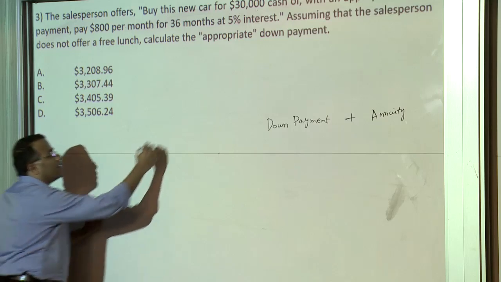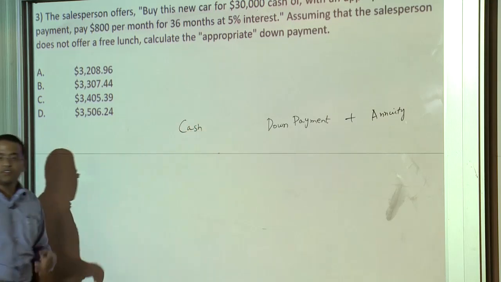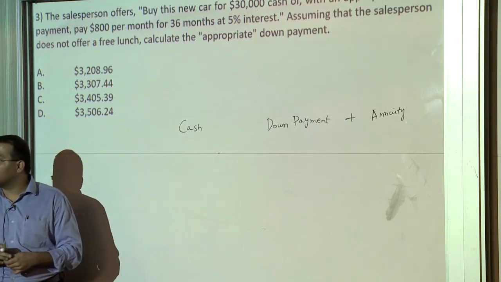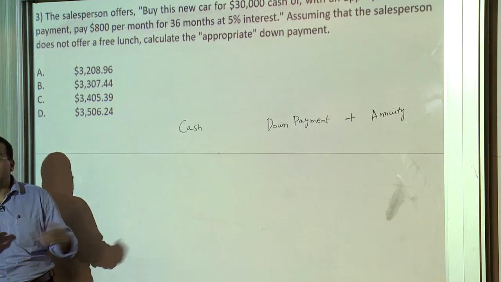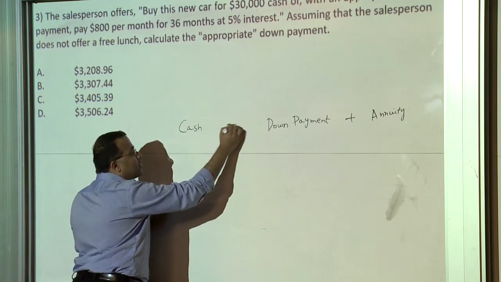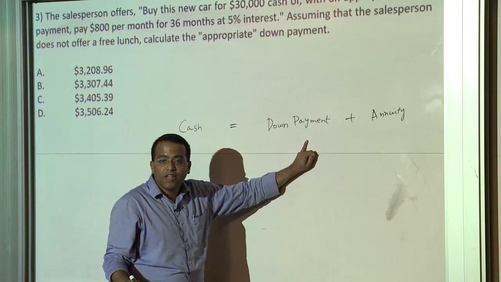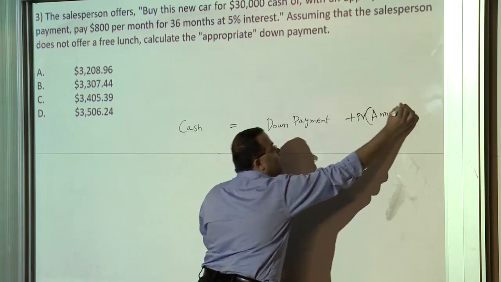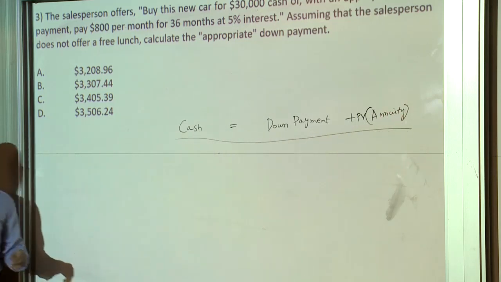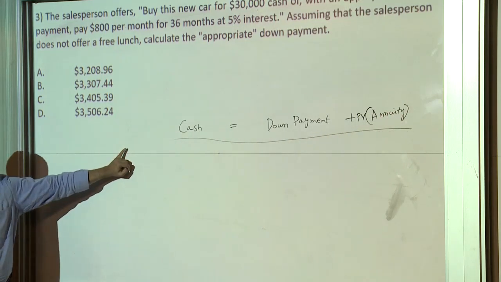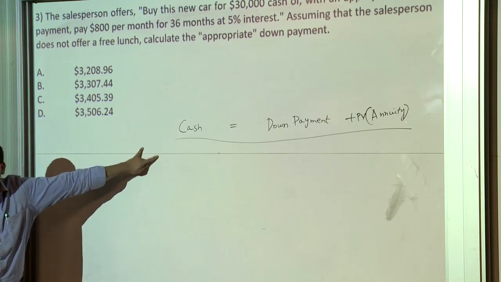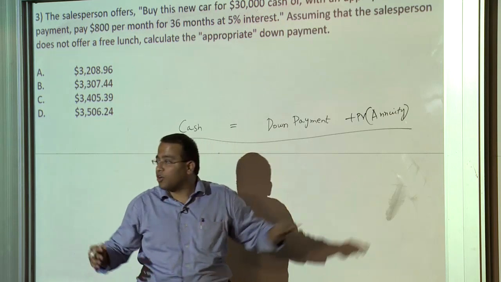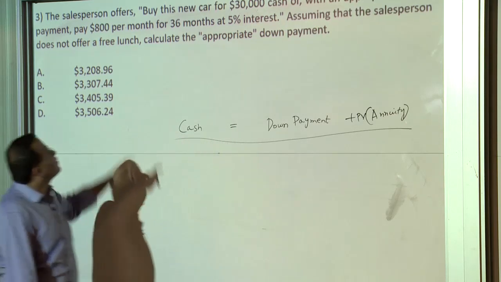Because these two schemes must be equal, if they weren't equal, you could take advantage; you could think of potential arbitrage opportunities. So the cash must be equal to the down payment that you make plus the present value of the annuity that you're going to pay. That's the main equation driving this question: the cash amount you pay right now must equal the down payment plus the present value of the annuity you pay over the next 36 months.